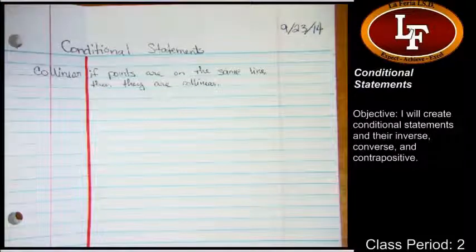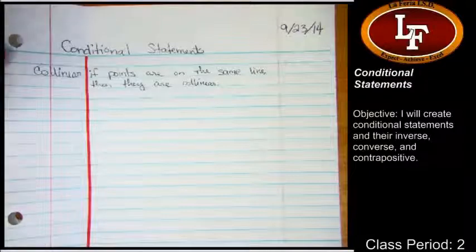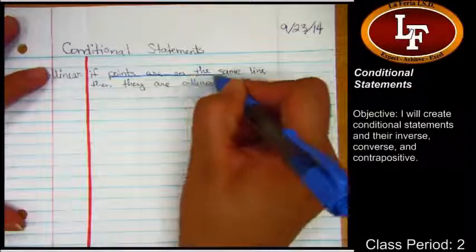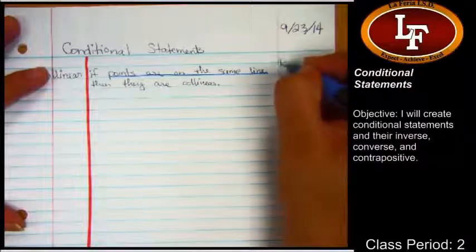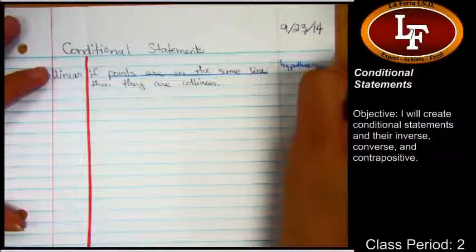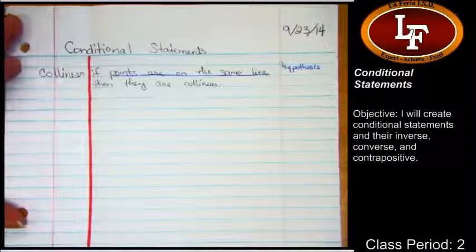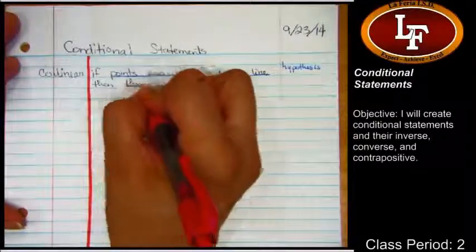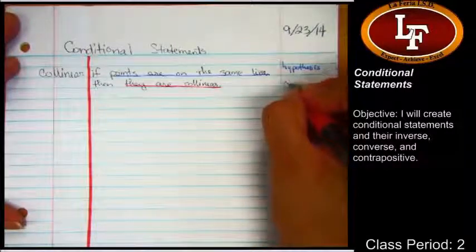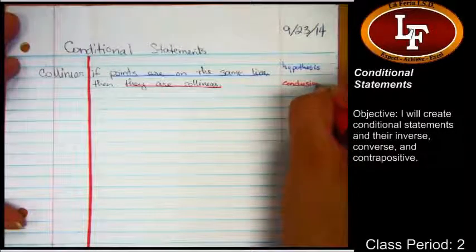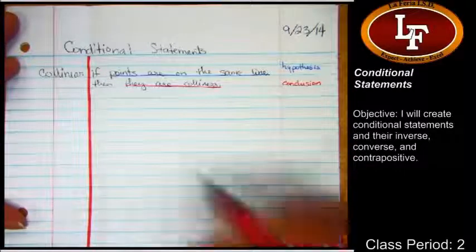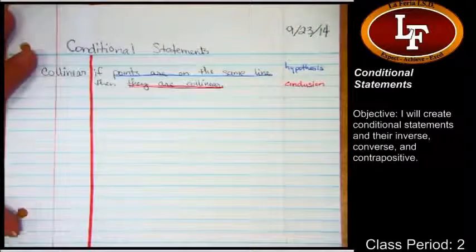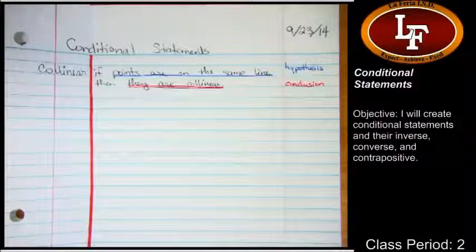Gorgeous. Now, if you're using different colors, now's the time to pull out the different colors. If you're not, then highlight this first part right after the if once. That's the hypothesis. That's what you're testing, what you're checking to see is true. Then the second part, underline it twice if you're only using one color. Since I'm using multiple colors, I'm only going to do it once. But if you're using just a pencil, underline it twice. That's the conclusion. That's what you get if that first part is true.